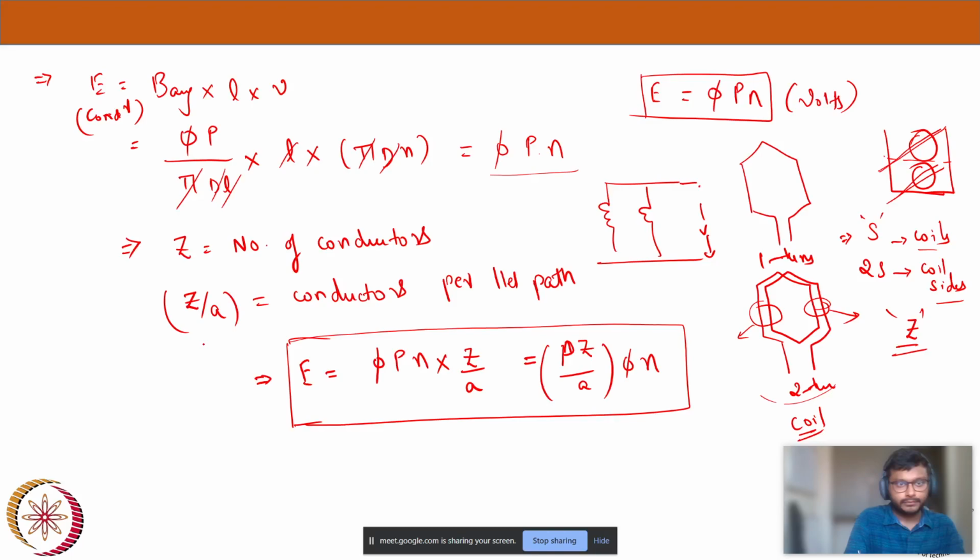Now let me quickly draw a diagram here. Same machine, and this is the field winding. I flow the current IF through it and my flux will be generated. Let's say we are rotating the machine at a speed of n rps.